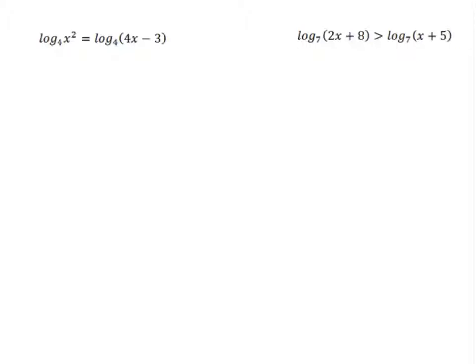Here we have log base 4 of x squared is equal to log base 4 of 4x minus 3. Notice that in this case, these both have a log base 4. Since these both have a log base 4, our equation will just be what the insides are. Okay, so we don't have to rewrite this in exponent form. Instead, we're just going to say, well, if we're taking the log base 4 of these two things, these two things must be equal. So x squared must equal 4x minus 3.